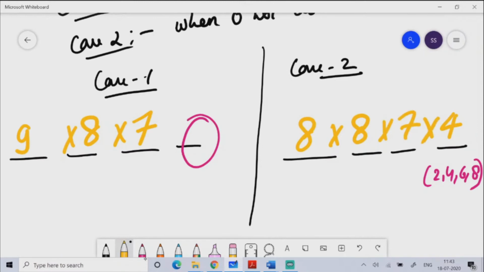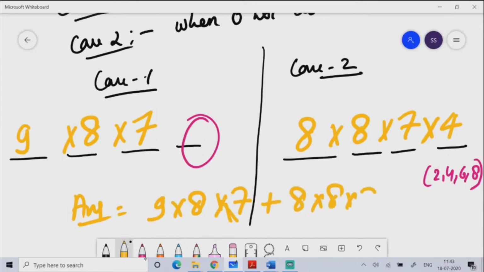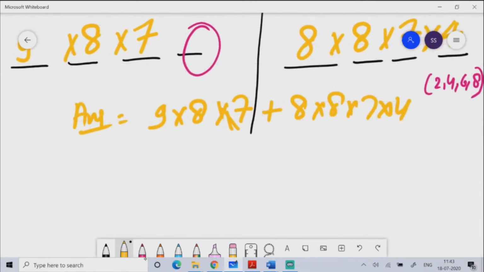So what is the answer? The answer for this problem is 9 into 8 into 7, plus 8 into 8 into 7 into 4. This is the answer. Very important question, please remember this. 9 8s are 72, 72 7s are 504. This is 504, correct? 14, 4 carry, 504.